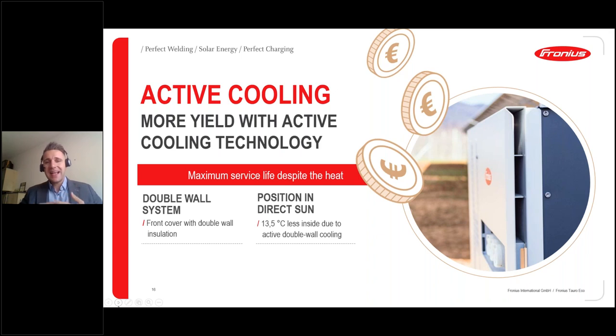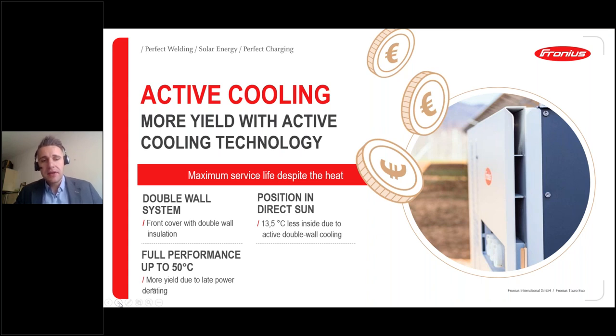And this active double wall cooling provides a stable cool temperature within the device, which is approximately 13.5 degrees Celsius less inside due to this active cooling technology. We guarantee you full performance up to 50 degrees ambient temperature. I think this is also very important when it comes to installation in hotter areas. We have got the full performance and no power derating. As we have a late power derating, we have got more yields, and that's also, of course, a big benefit because that also brings you money.